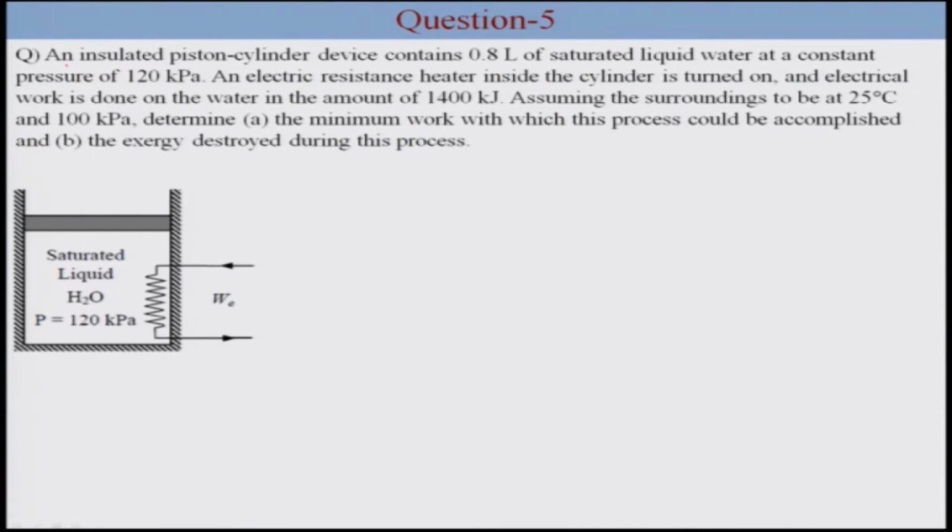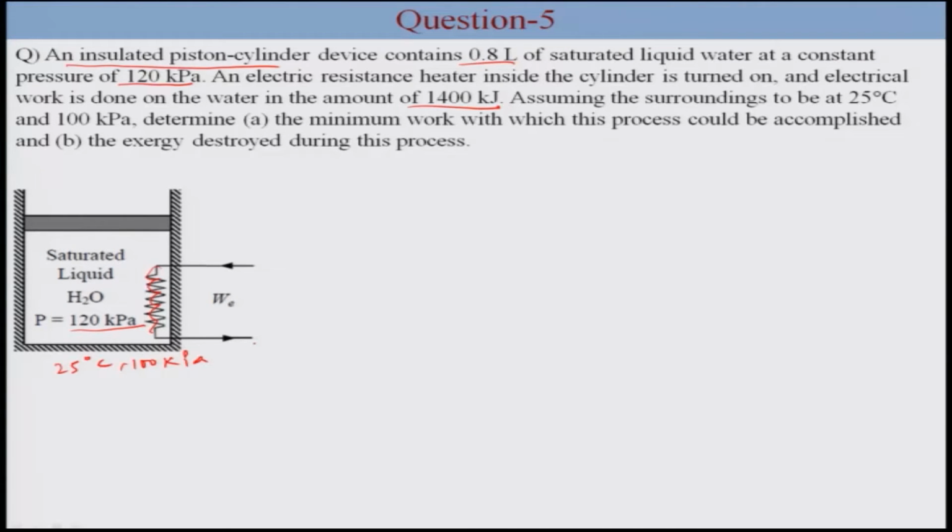In the next question, an insulated piston cylinder device contains 0.8 liter of saturated liquid water at a constant pressure of 120 kilopascal. So, this pressure is maintained. An electric resistance heater inside the cylinder is turned on and electrical work is done on the water in the amount of, so this is the amount of work done by this resistance heater. Assuming the surroundings to be at 25 degrees Celsius and 100 kilopascal, determine the minimum work with which this process could be accomplished and the exergy destroyed during the process.